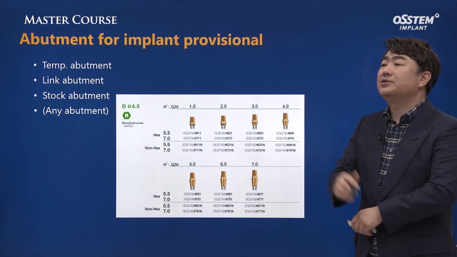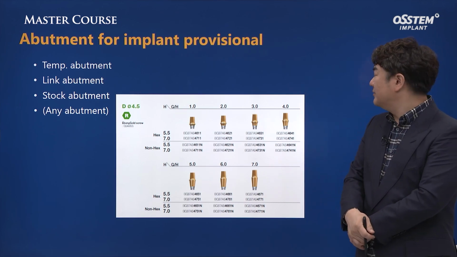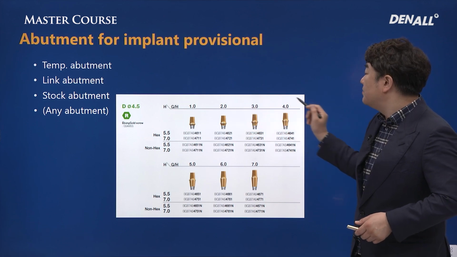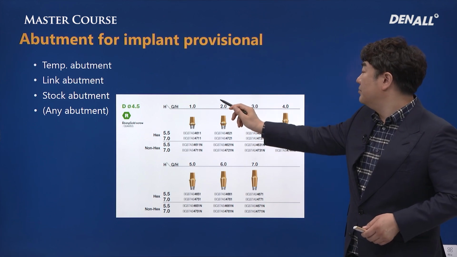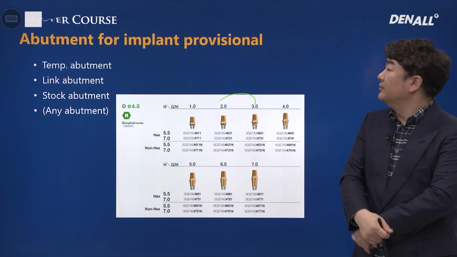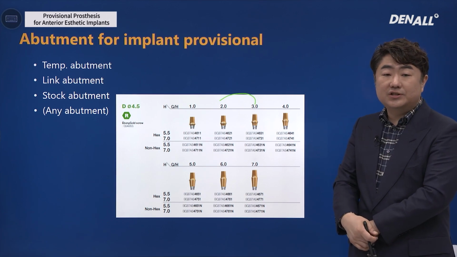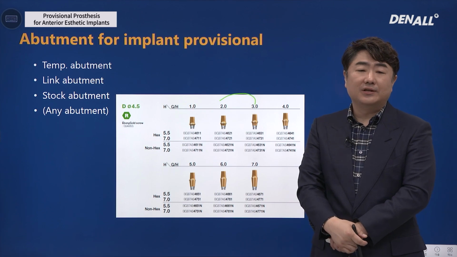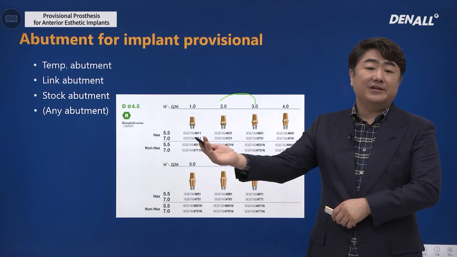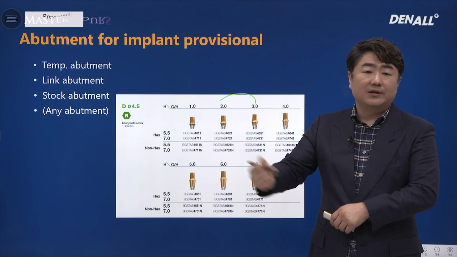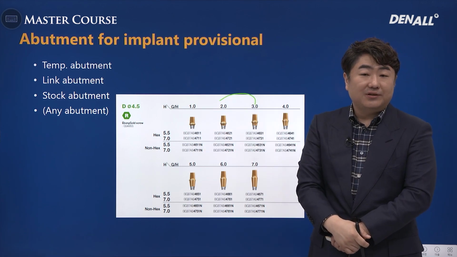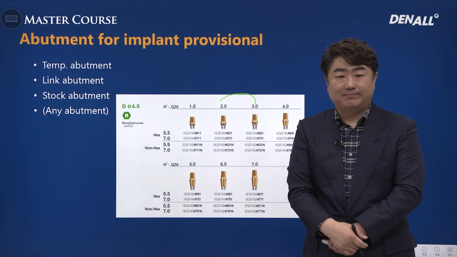When considering the EBC concept, in order to be able to customize, it's better to use abutments without significant cuff height. 2 mm or 3 mm are recommended. Since implant provisionals differ in material from the final prosthesis, various abutments could be used besides the ones mentioned.